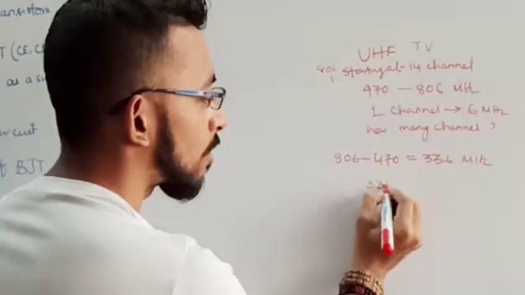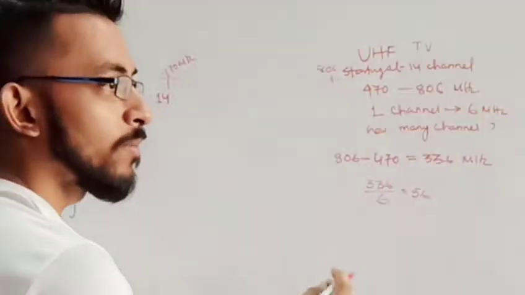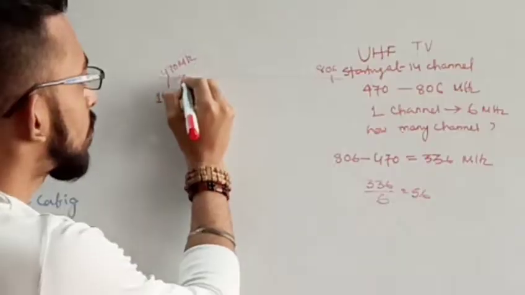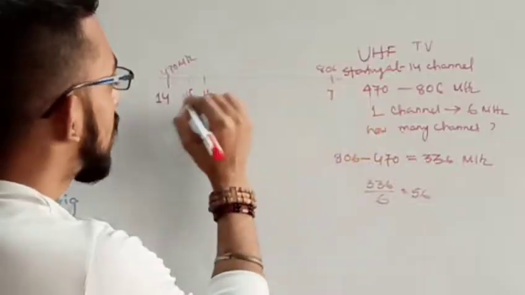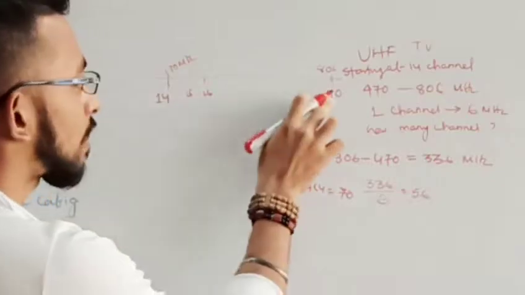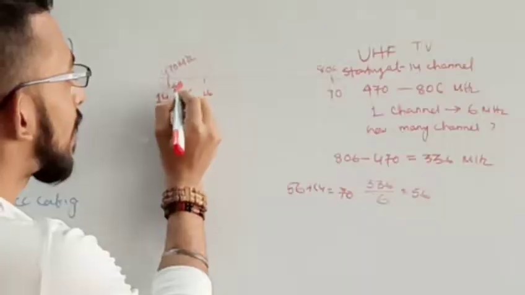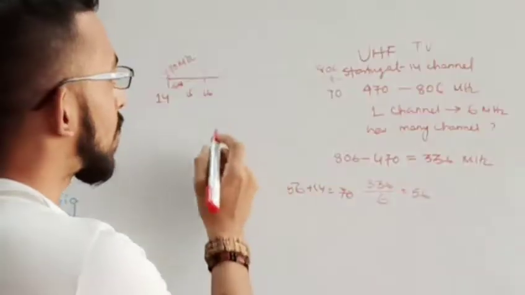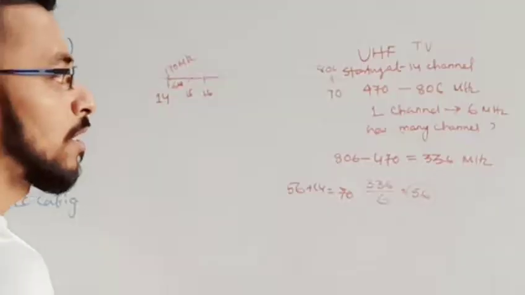So how many channels are possible? 336 upon 6 is 56. So a total of 56 channels are possible, from here to here. Since it starts at 14, the next will be 15, then 16, and like this the last will be 56 plus 14, which gives me 70. So from 14 to 70, there are a total of 56 channels possible, and each channel needs 6 megahertz. This range is 6, this is 6. After each 6 megahertz interval, my channel number increases. So this is the possible number of channels. This is the second question.